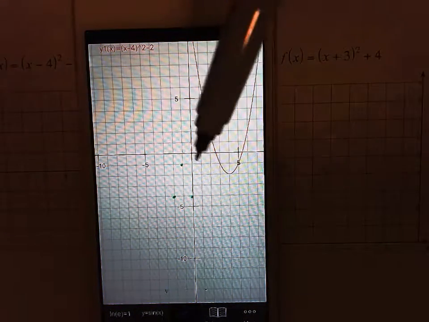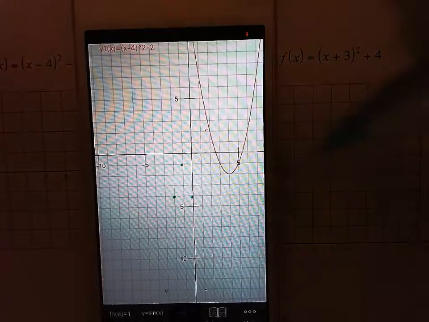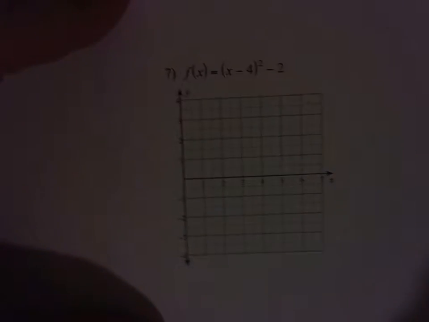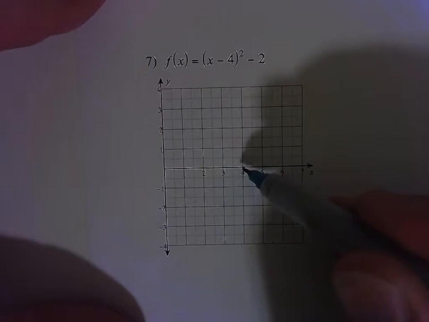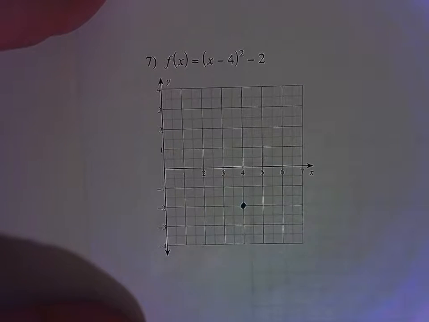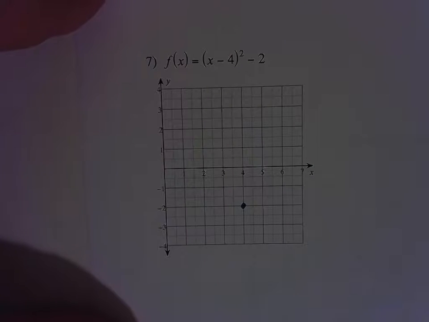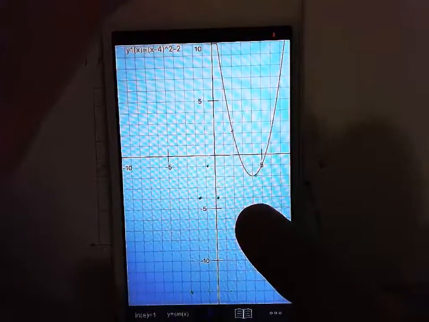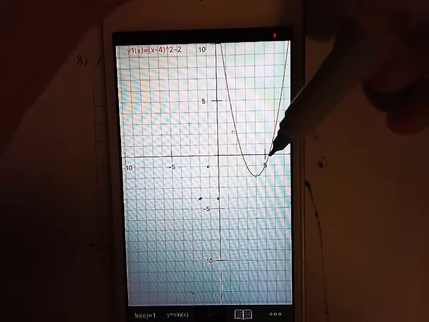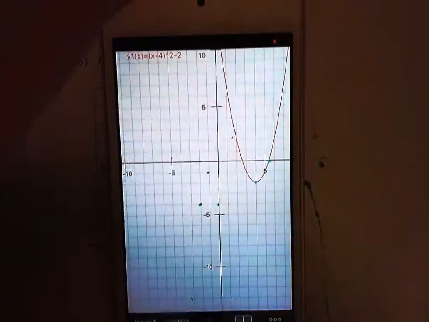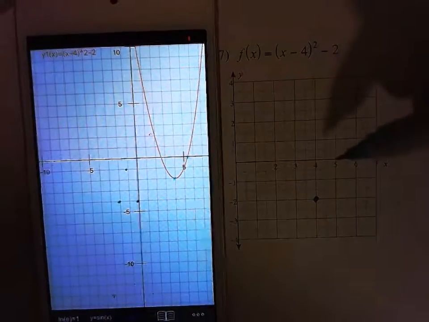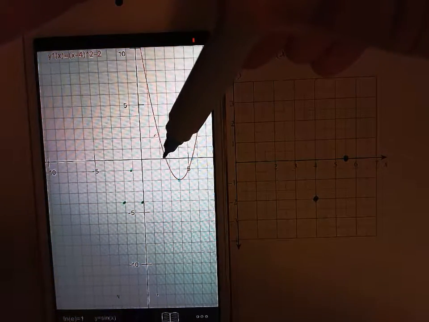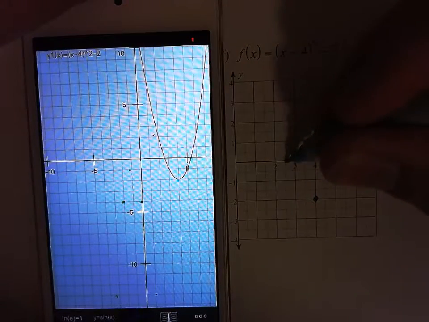So I'll first find the vertex. That's at 4, -2. So I come over here to my paper, go to 4, -2, and plot that point. I'm going to go back here. Okay. And where's it crossing? It's crossing between 5 and 6, about 5.5. So the x-intercepts are about 5.5 and about 2.5 on this side. So I'll plot both of those.